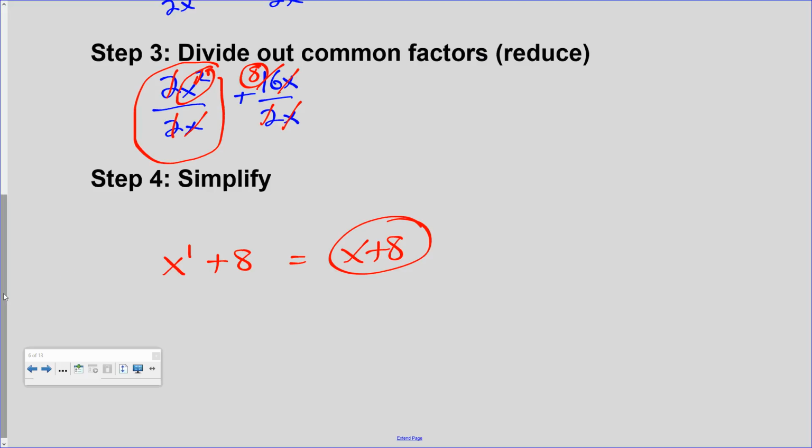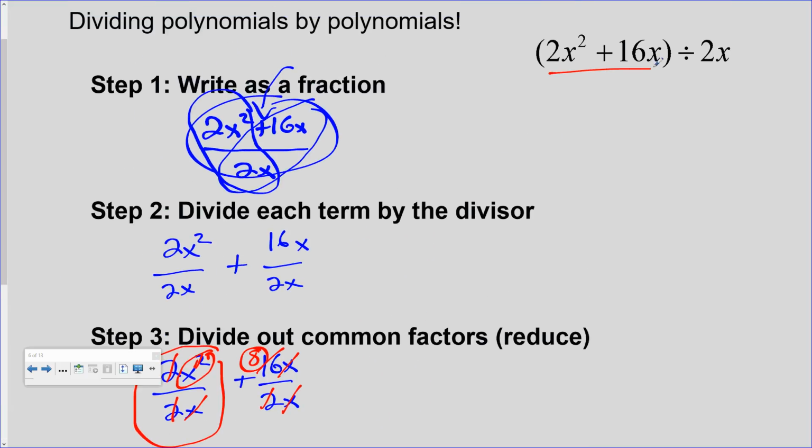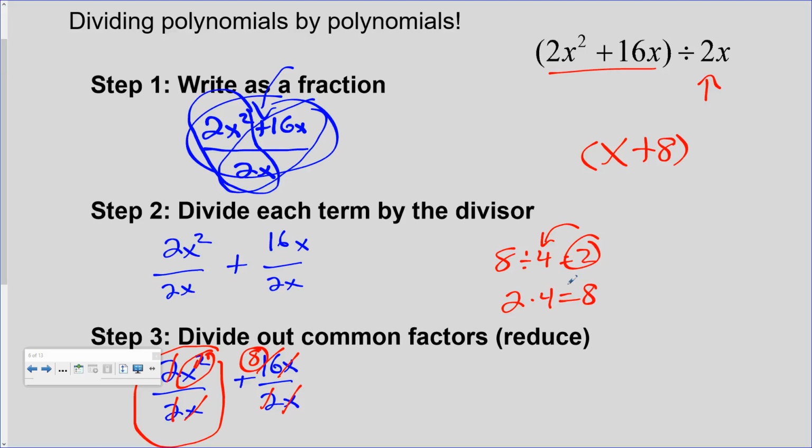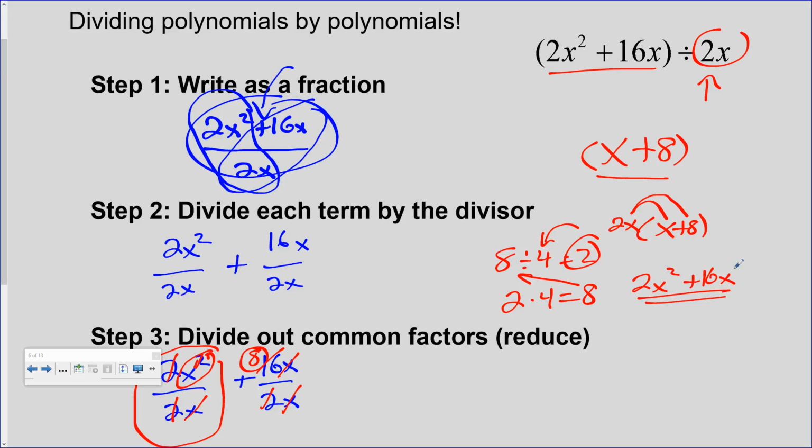So if we go back up to the top and we want to divide this thing by this guy, we're just going to get x plus 8. And we can prove that that works. When we divide 8 by 4, we get 2. And we can prove that by taking the answer, multiplying by the divisor, and getting back to our original value. So I'm going to do the same thing here. Take our answer, multiply by our divisor, and we will be back to 2x squared plus 16x. That's how you can check your answer.